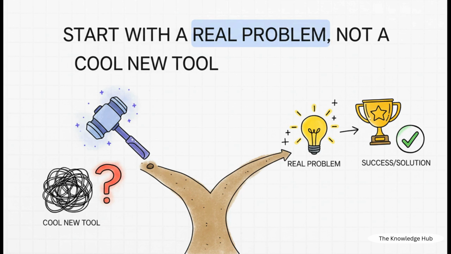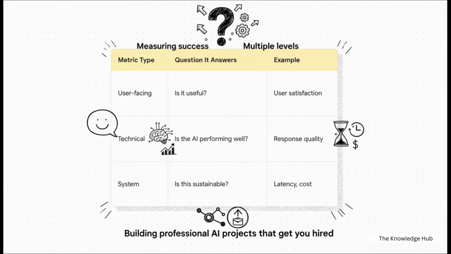In the real world, in industry, we first define the problem and then we figure out if an LLM is even the right solution. You've got to define what solved or good enough actually looks like for your specific use case. So how do you measure good enough? Well, you need to think about metrics on a few different levels. First, you've got your user-facing metrics. These answer the big one: is this thing actually useful? Then you have technical metrics, which get at, is the AI itself performing well? And finally, system metrics, which are absolutely critical. They answer, is this thing sustainable? That means you're tracking stuff like latency and cost.